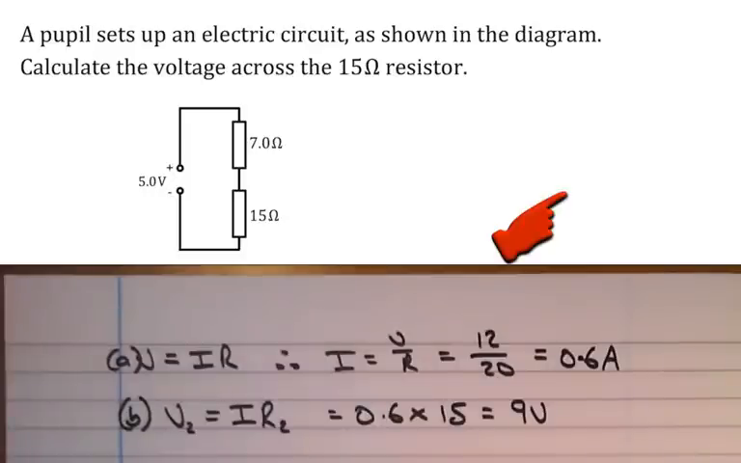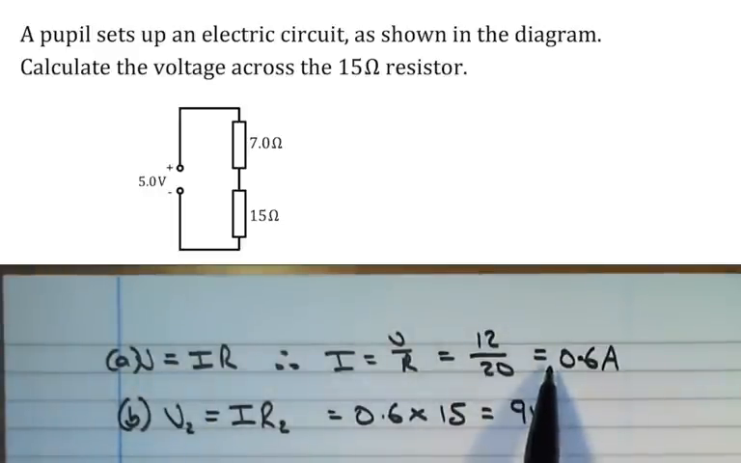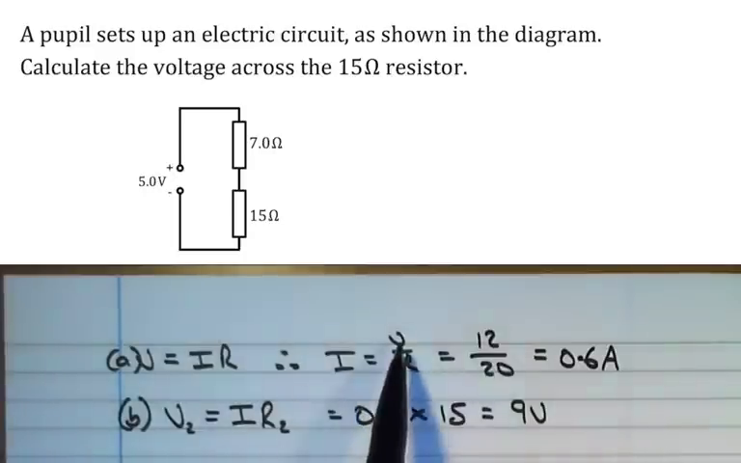Talk about potential dividers. This question says a pupil sets up an electric circuit that's shown in the diagram. Calculate the voltage across the 15 ohm resistor. Now I guess I've shown how you could do that, and it's good to know this method. There's more than one method to work out the voltage across the 15 ohm resistor. We could use exactly the same method here, so we would use I is equal to V over R.